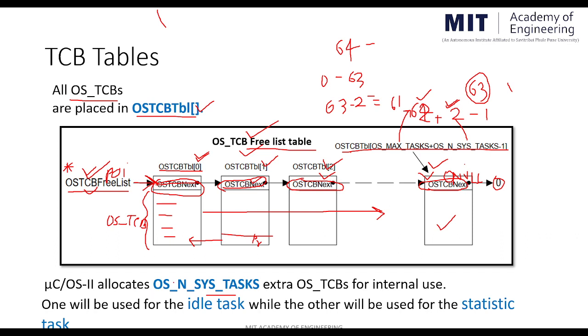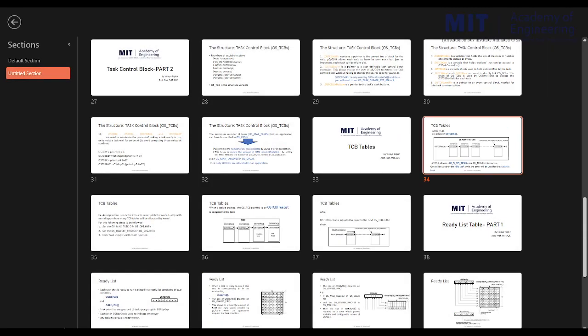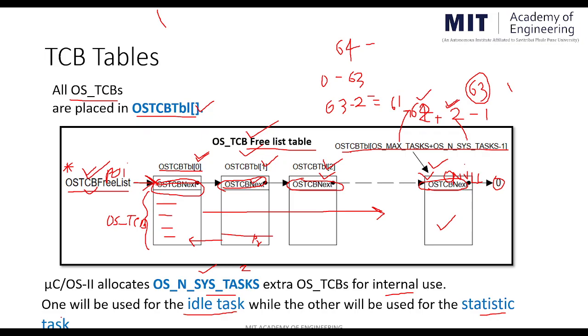MuCOS2 allocates OS underscore n underscore sys underscore task. That is the two system tasks, which are for internal use, because these are system tasks, and those tasks are nothing but the idle task and statistics task. We have seen the definition in the previous video of what the idle task and the statistics task are. Okay, we have to see the listing also in detail. I will create one video separately for the idle task and the statistics task.